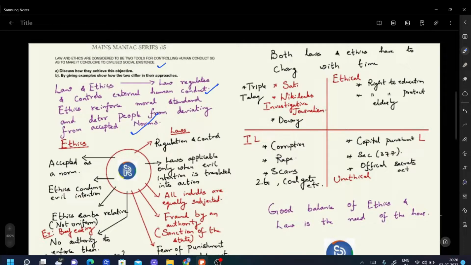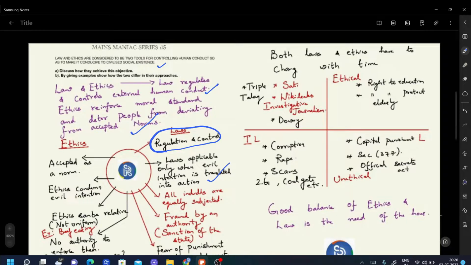Laws generally achieve this objective through regulation and control of external human conduct. Laws are generally not so concerned with inner motives. That is the meaning of this regulation and control. A person may have an evil intention in his mind, but still the law does not care about it. Laws will be applicable only when the evil intention is translated into action.